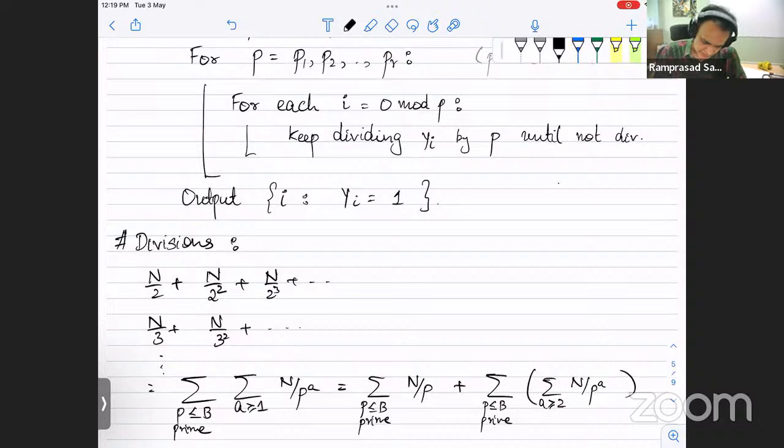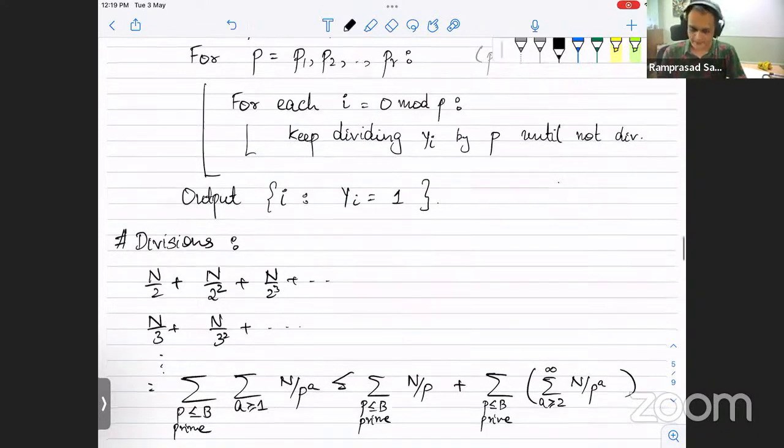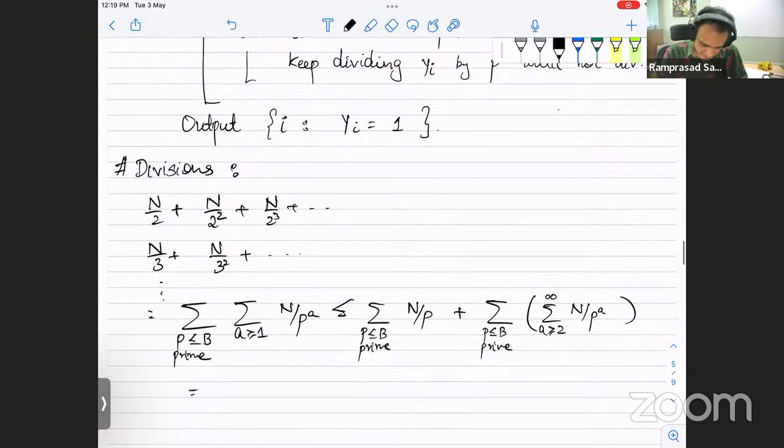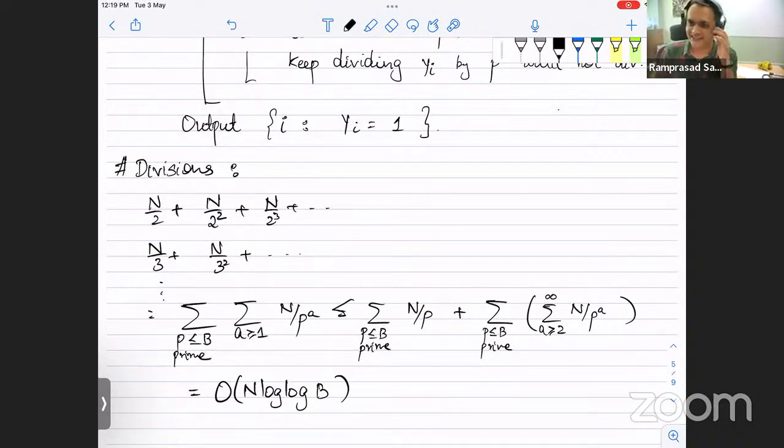And now I'm going to make a go all the way till infinity, because I can apply one of these geometric sums. The first term, I already know this is like n log b, because the sum of the reciprocals of all primes until b is log b. It's called Mertens' second theorem. Yeah, now I remember what it was.